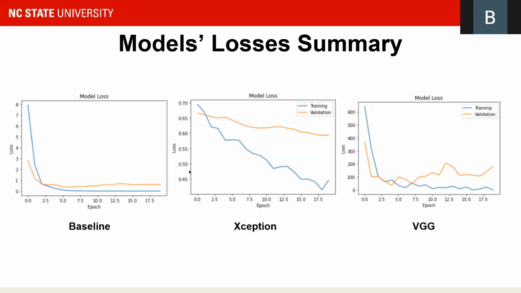This shows here some of our models' loss summary. As we can see, the baseline model had the fastest and steepest learning curve, whereas the Xception model didn't do as good as the baseline. The VGG model, as we can see, had some overfitting in the model.